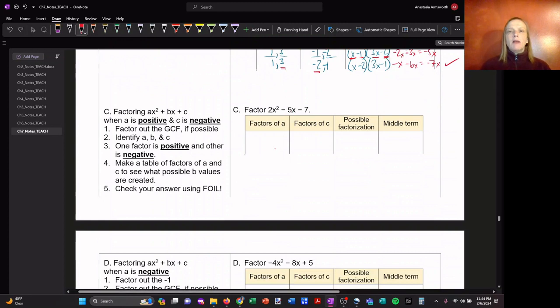Okay, let's look at an example where b is negative and where c is also negative. If we can, with all of these steps, if you can factor out the greatest common factor, do that first. It will make your life easier because with smaller numbers, smaller values, there are less factors to think about. But for A here, we can have the factors 1 and 2.